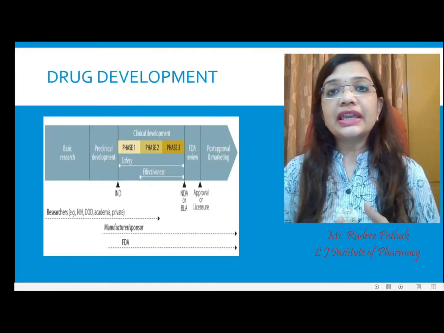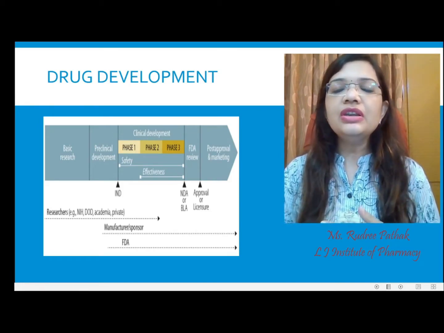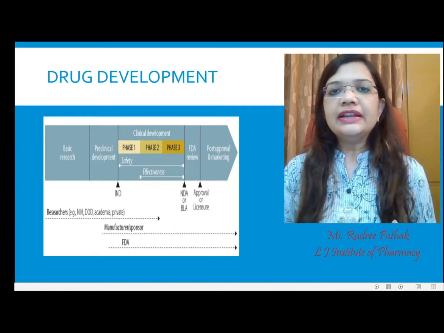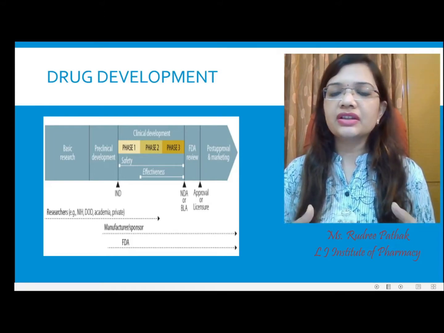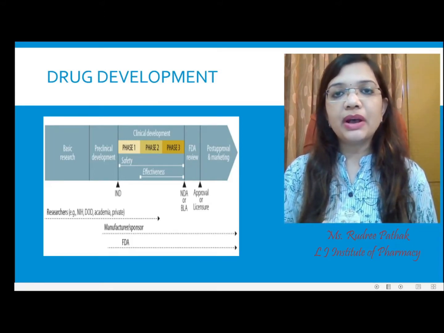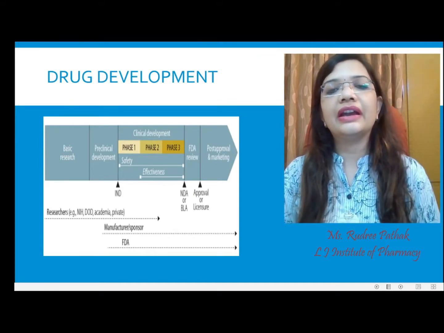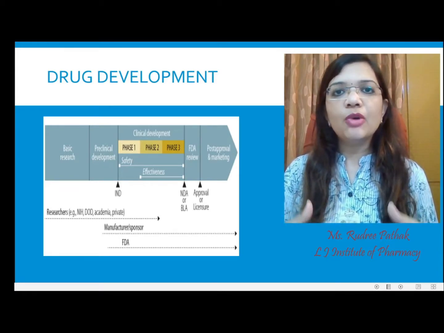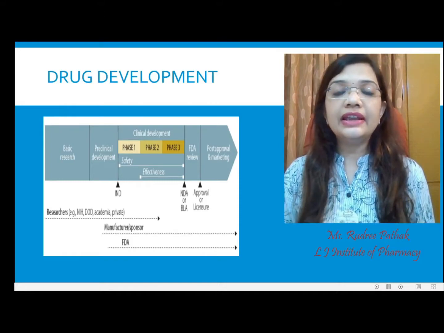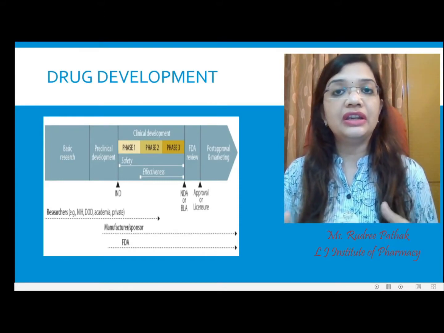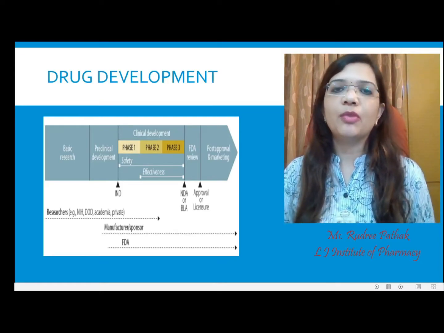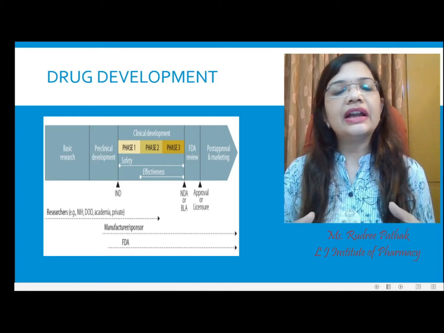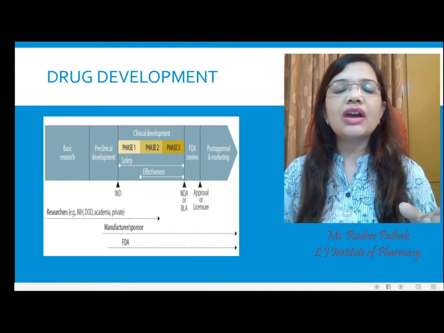Before we talk about ANDA filing procedure, let's have a look at what actually drug development phase is. Now, basically, when a drug or a formulation is launched in the market, it needs to pass through all the stages which is shown in the diagrammatic representation. The first stage is basic research, where the molecules and formulations are selected based on their structure activity relationship with receptors of the body.